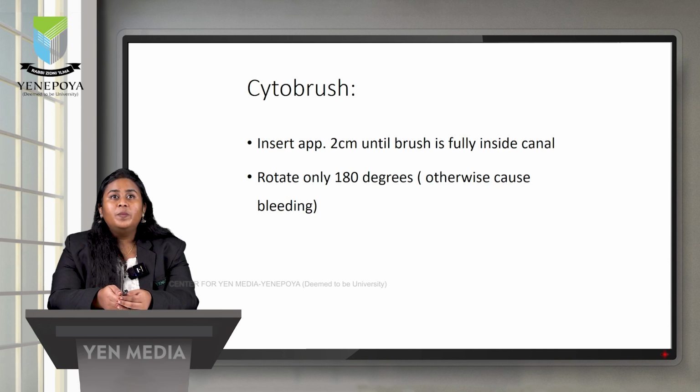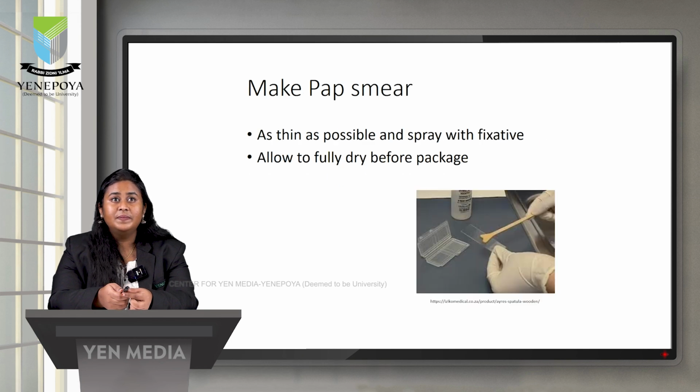Then with the cytobrush, the sample will be collected by inserting the cytobrush approximately 2 cm until the brush is fully inside the canal, and it has to be rotated 180 degrees, otherwise it will cause bleeding. After taking the sample, it has to be applied as thin as possible over the glass slide, and it has to be sprayed with a fixative, and before packaging it has to be allowed to dry fully.